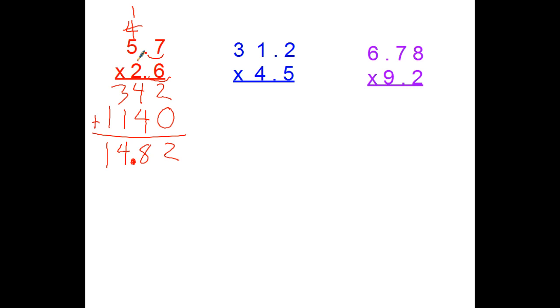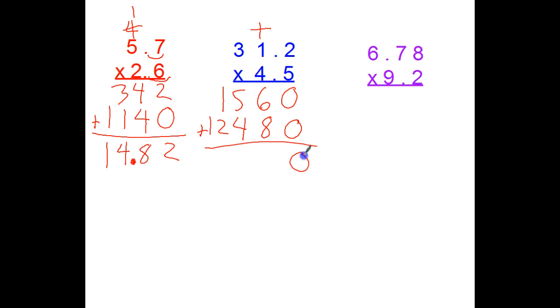Next problem, 5 times 2 is 10. Carry my 1. 5 times 1 is 5, plus 1 is 6. Nothing to carry. 5 times 3, 15. Marco and Polo. 4 times 2 is 8. 4 times 1 is 4. 4 times 3 is 12.